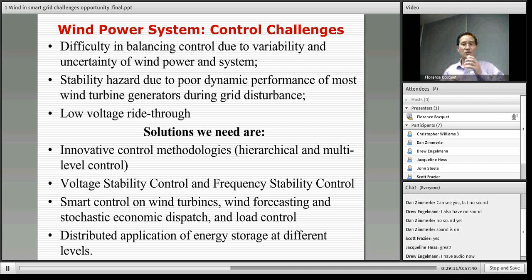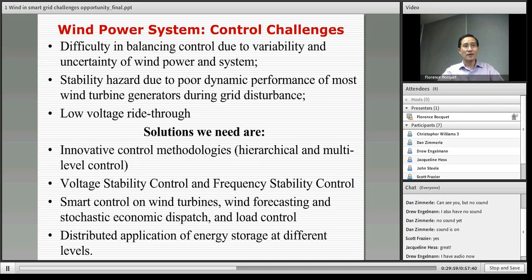And the control challenges, as we said, are difficulty in balancing control due to variability and uncertainty of wind power, and system stability issues, right? So the solution is that we need to develop innovative control methodologies. Especially we need to develop hierarchical and multi-level control, and I will show you later in a picture. And also we need to develop voltage stability control, frequency stability control, and smart control on wind turbines. We need to integrate wind forecasting technologies into the economic dispatch of wind power, and also load control.